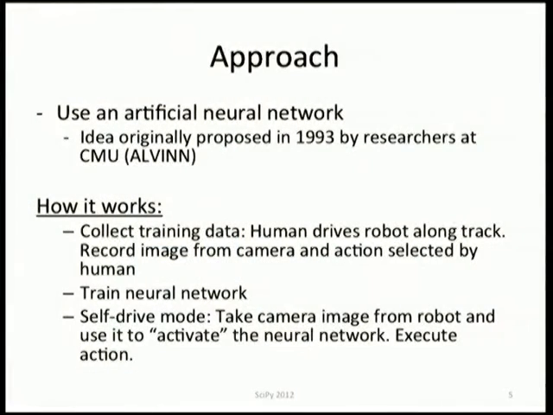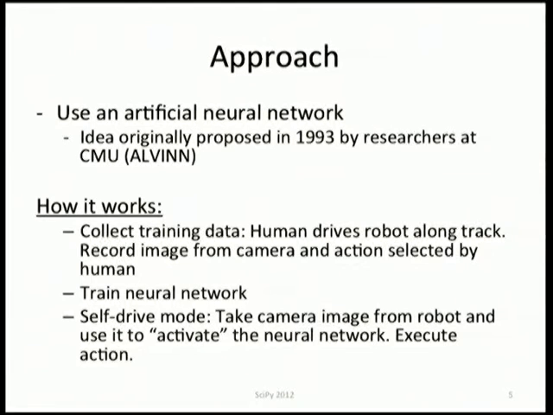So the way my self-driving robot works is it's a three-step process. In the first step, you have to collect training data that you're going to use to train this neural network. That involves a human basically driving the robot around the track using a keyboard. And you collect both the command that the user pressed, so for example, forward, left, or right, as well as the image that was seen from the eye of the robot at that time.